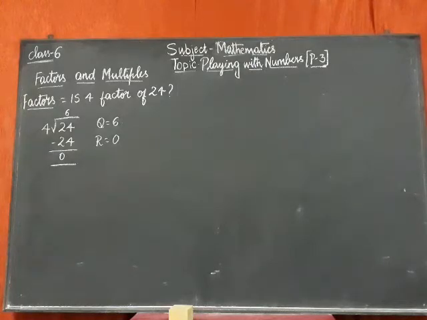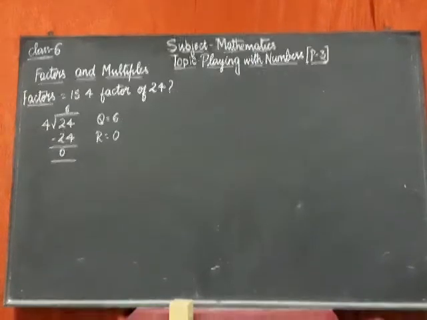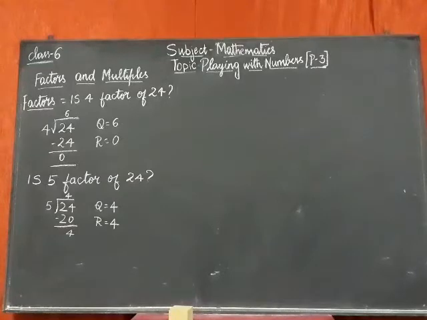Now another example I'll take. Is 5 a factor of 24? We have taken 4 here, now I'll take 5. We will divide 24 by 5. So 5 fours are 20. If we subtract this, we'll get 4. What is the quotient that we got? We got the quotient as 4 and the remainder as 4.